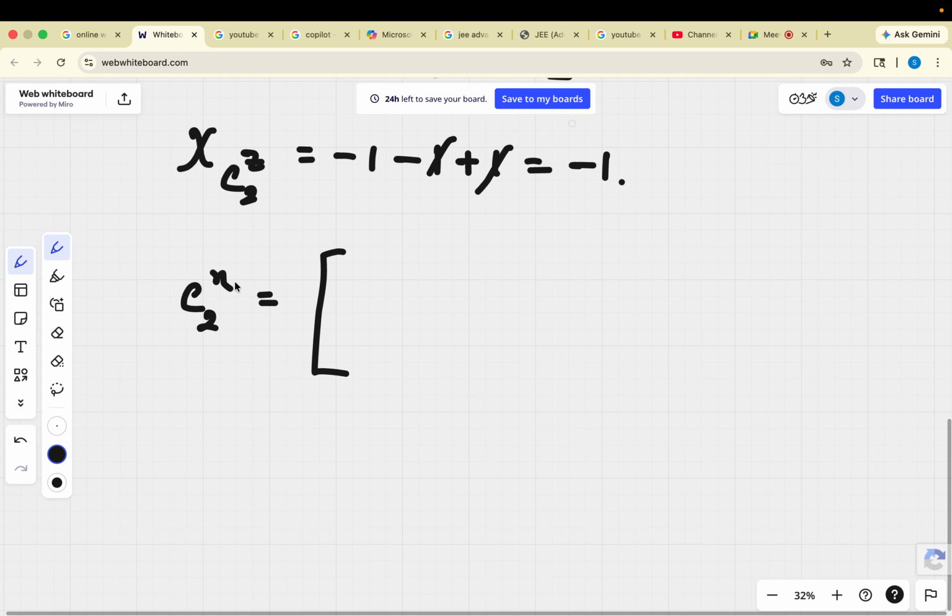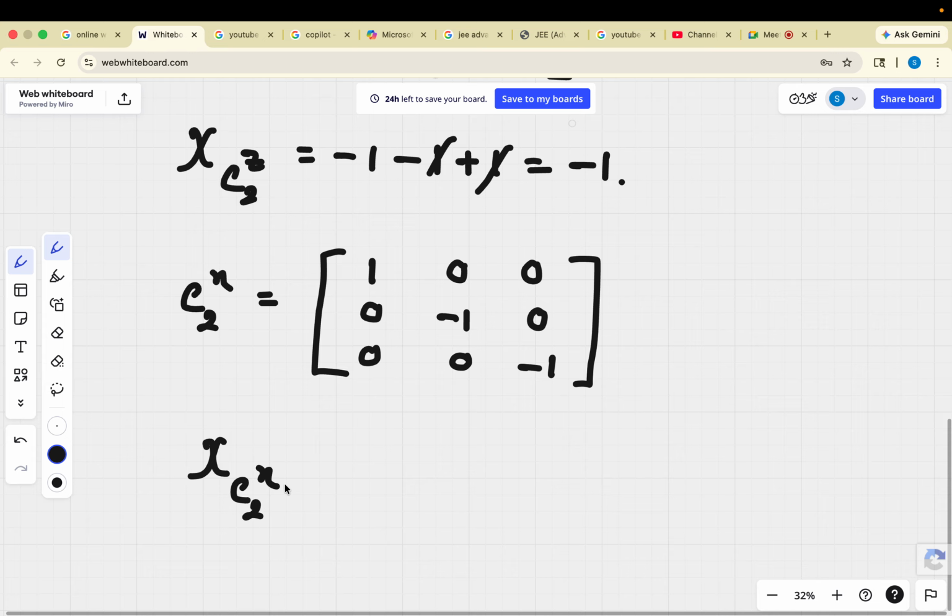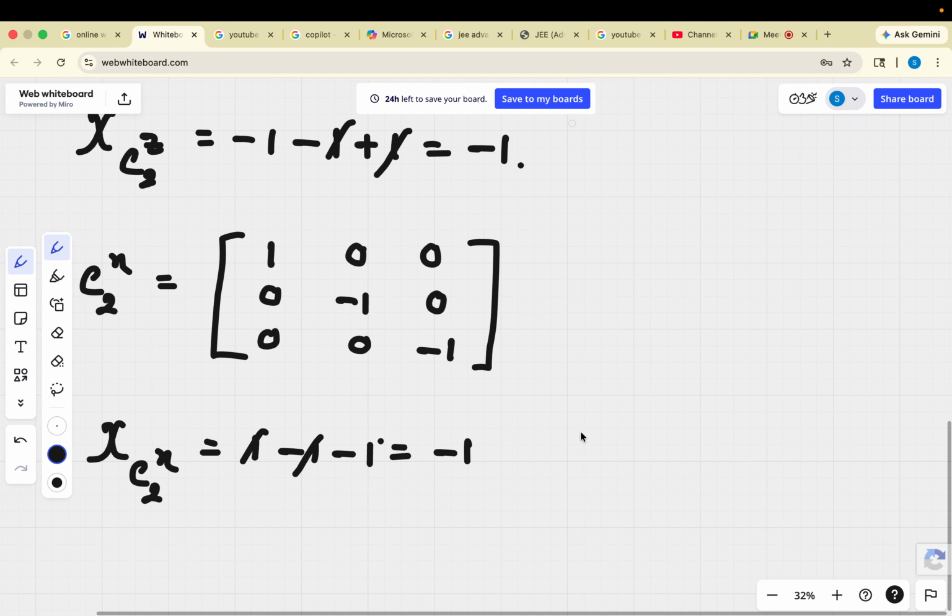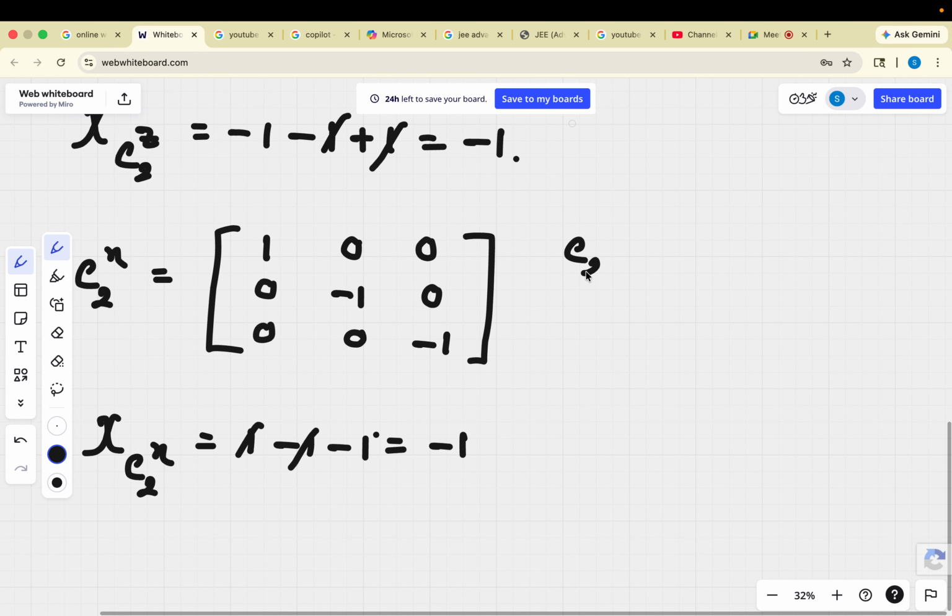So if I am rotating along x axis, that means along x axis it will not change. So you can just write down 1 0 0, but along y and z it will change. Okay, along y and z it will change. So if I write down now chi C2x, that will be equal to what? 1 minus 1 minus 1. So that cancels out. I am getting only minus 1.